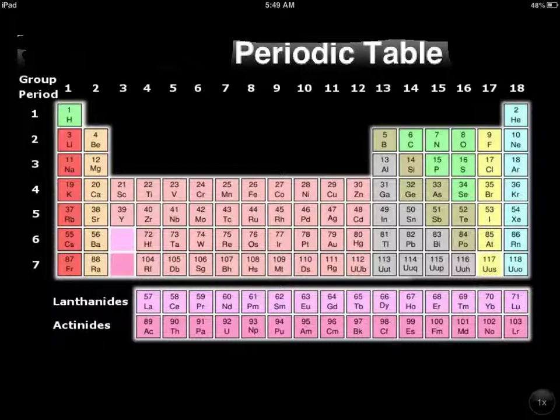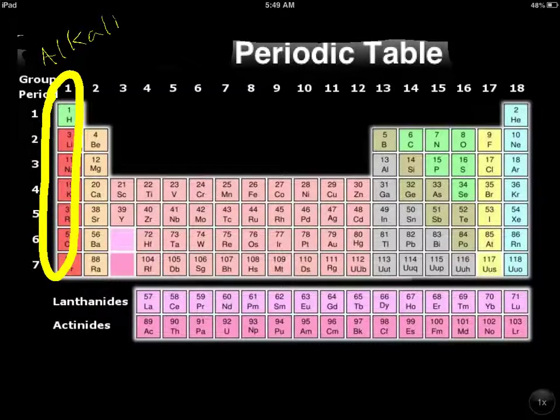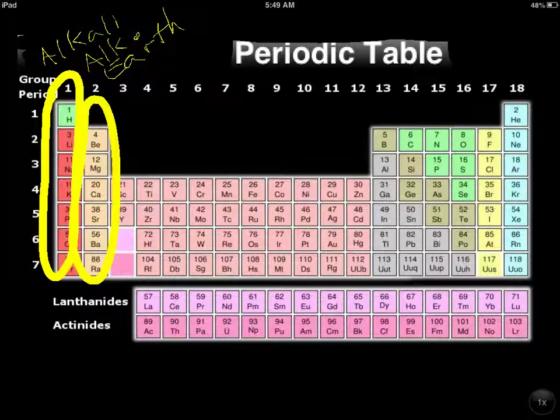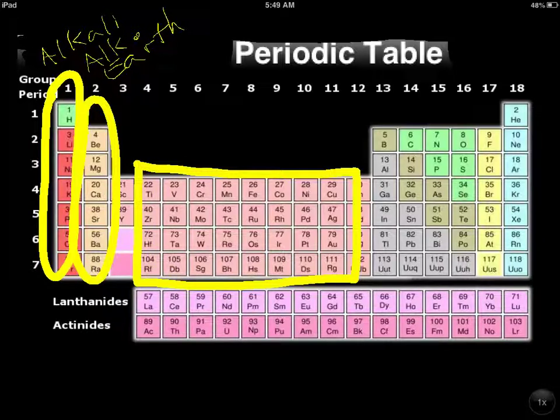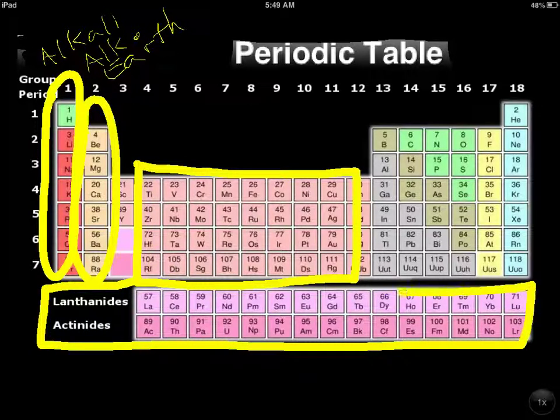The most prominent families of elements are the alkali metals, group 1, alkaline earth metals, group 2, which are both metals. The transition metals are in the center of the periodic table. The lanthanide and actinide series, the F block, are part of the transition metals.